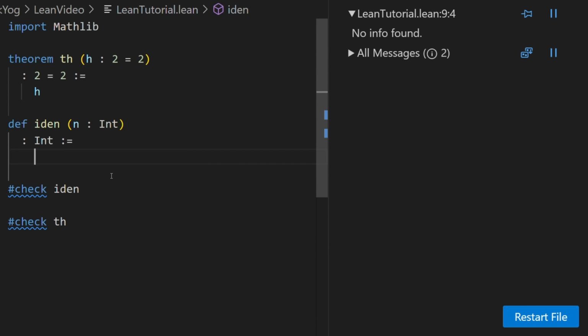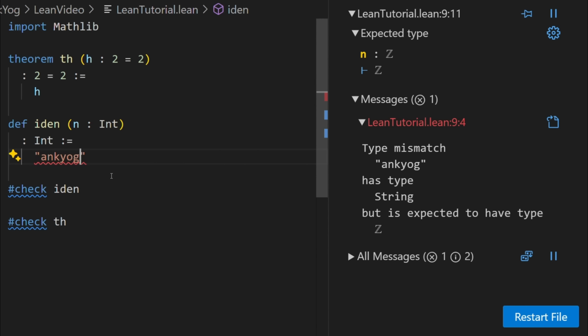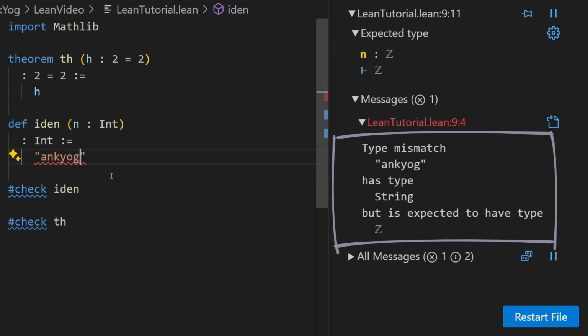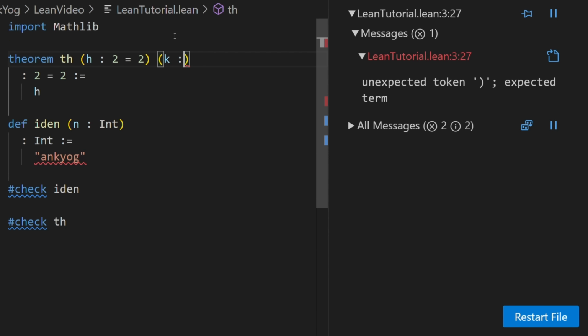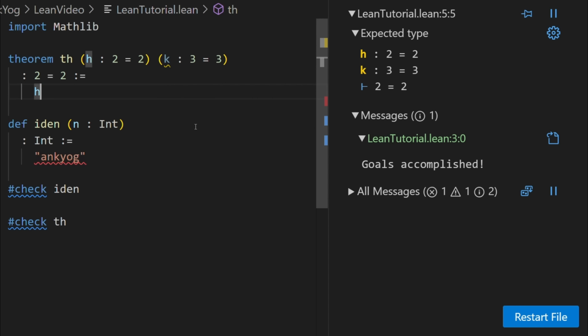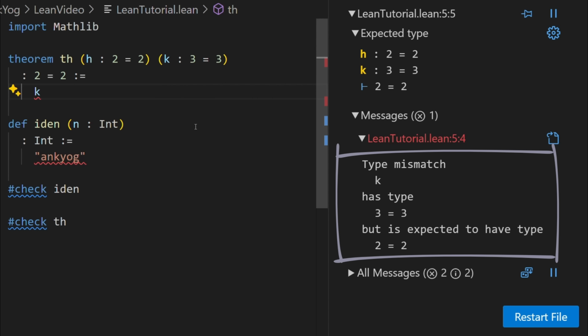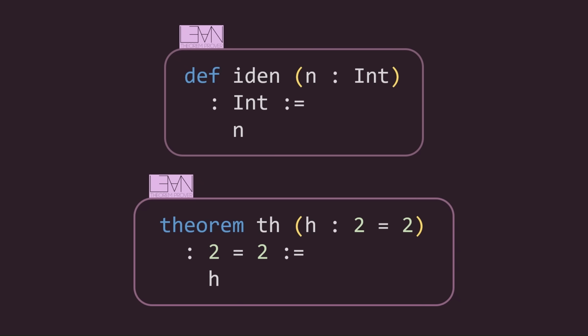In ident, if I output a string value unkyog, the type checker clearly explains the error. Type mismatch, expected int but got string. In th, if I assume k to be the proof for 3 = 3 and output k, look at the error message. It's the same. Type mismatch, expected 2 = 2 but got 3 = 3. The type checker that verifies ident's type also verifies th's type.